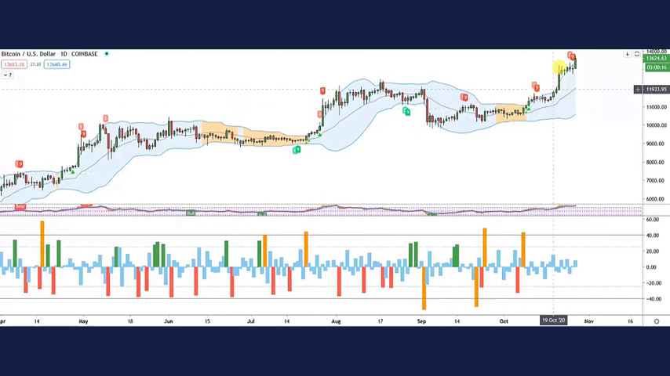So hopefully this explains these two indicators, my confirmation suite, and how to use them. I hope you enjoyed this little lesson or presentation, guys.